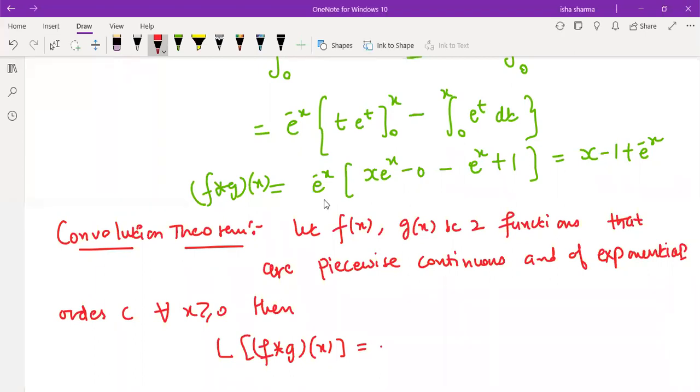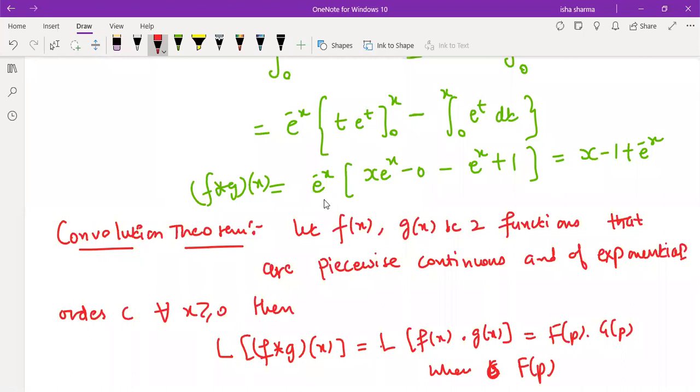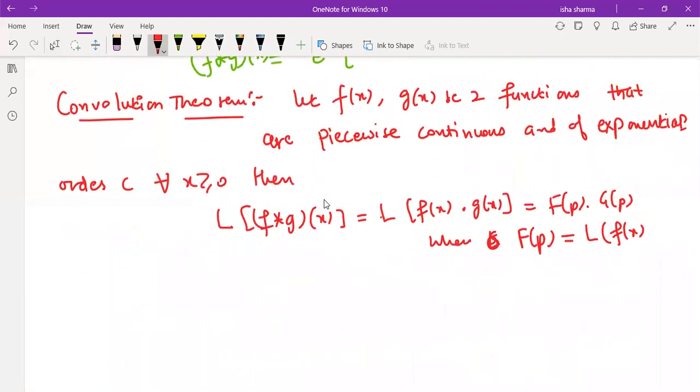Let me complete the statement of the convolution theorem, which says L of f star g(x) is L of f(x) into L of g(x), which is F(p) into G(p). We know the capital F(p) is the Laplace transform of f(x), and capital G(p) is the Laplace transform of g(x).